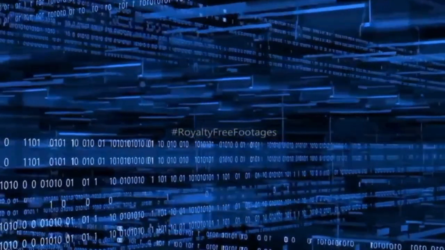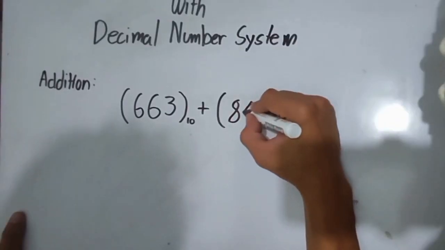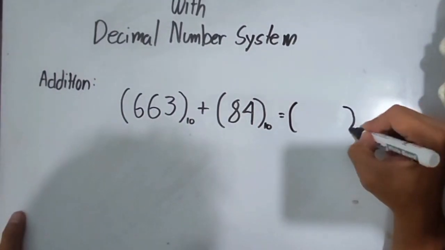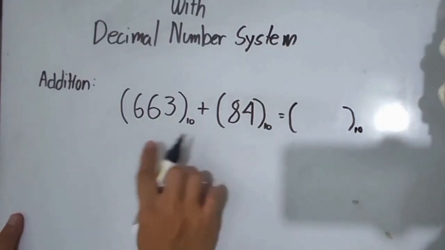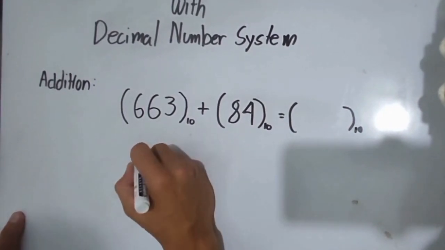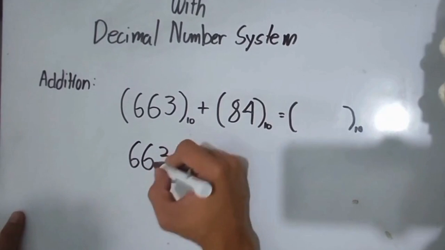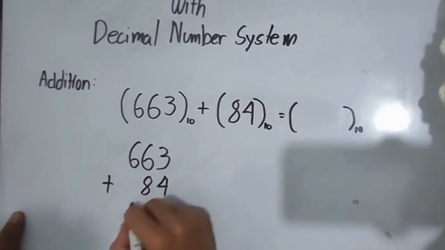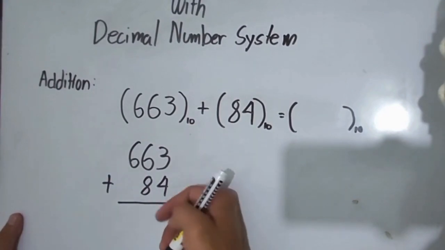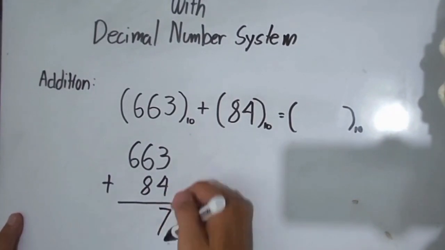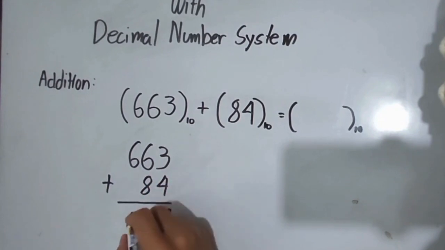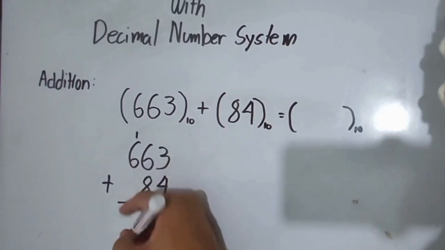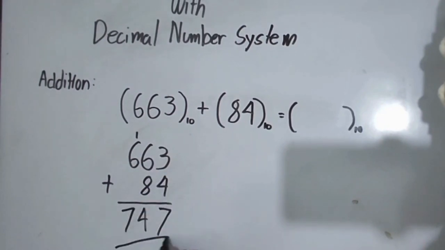First example is addition. 663 base 10 plus 84 base 10. Three plus 4 is 7. 6 plus 8 is 14, so we carry 1 to the next number and put 4 below. Then 1 plus 6 is 7. Now we have the answer 747.